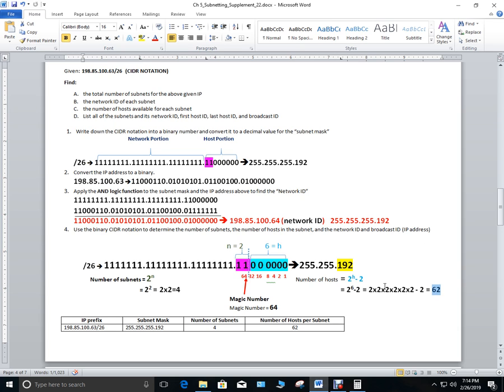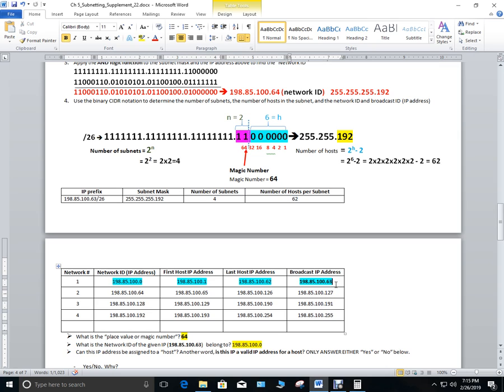Alright. How about the magic number? Well, the magic number is the place value of the first bit of the borrowed bits. So the first borrowed bit is this one, and the place value is 64. So the magic number is 64. So to fill in our table, the subnet mask is 255.255.255.192, the number of subnets is 4, and the number of hosts available for each subnet is 62. Well, let's fill in the table, and again I want to delete this right here, so we'll come back to filling it, so you will see how that works.